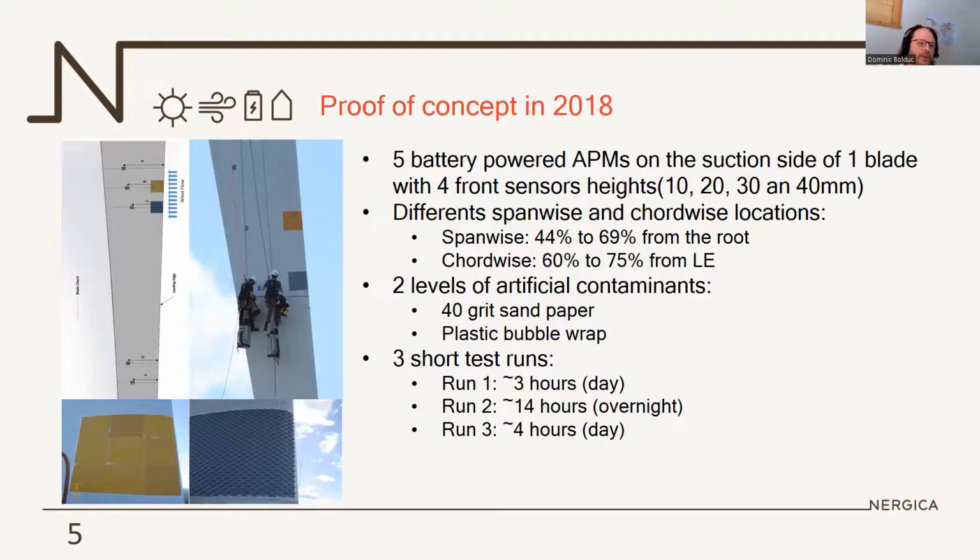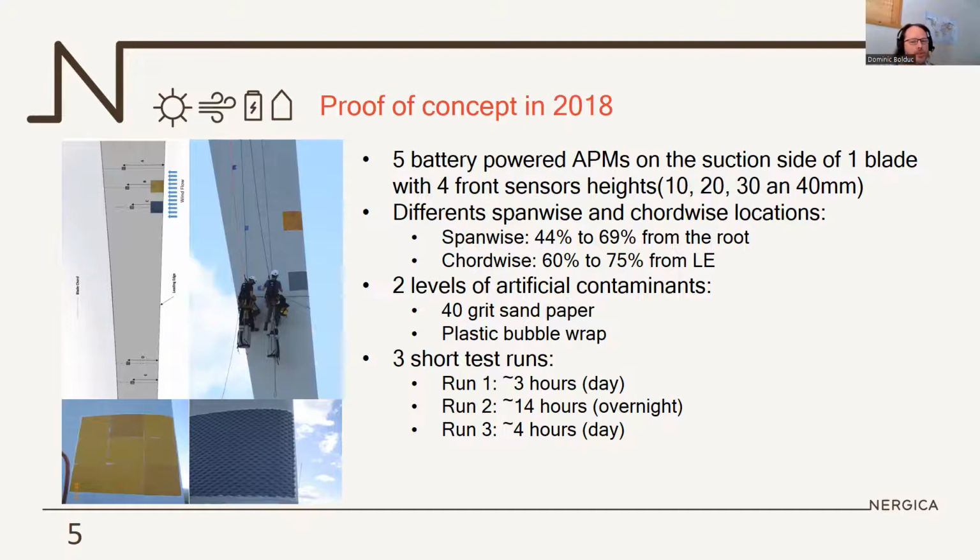We also integrated artificial contaminant because we did those tests during summer. We had 40 grit sandpaper, which is the common roughness that aerospace normally uses. And we also had plastic bubble wrap placed before one sensor.